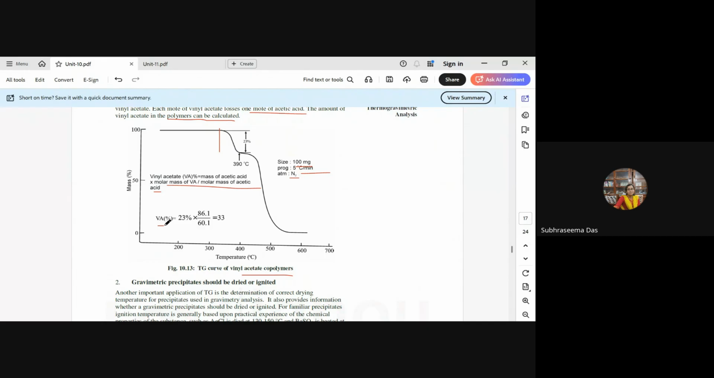So the percentage here can be shown as this is 100, and beyond this is up to 390, that is your 23%.